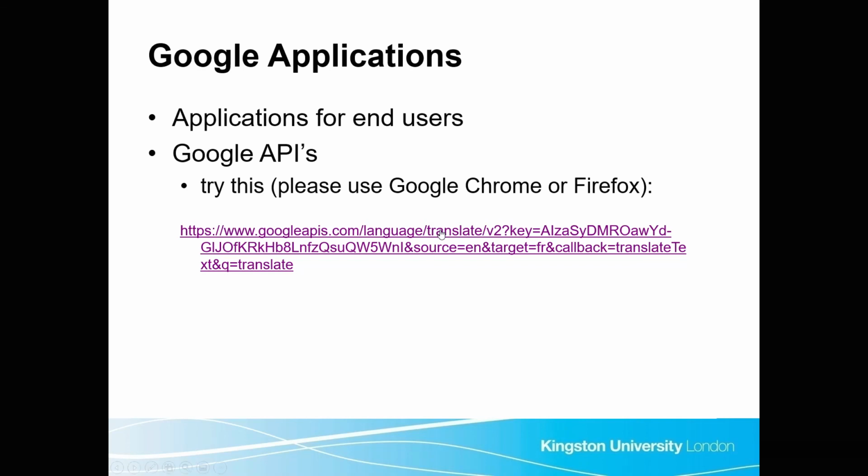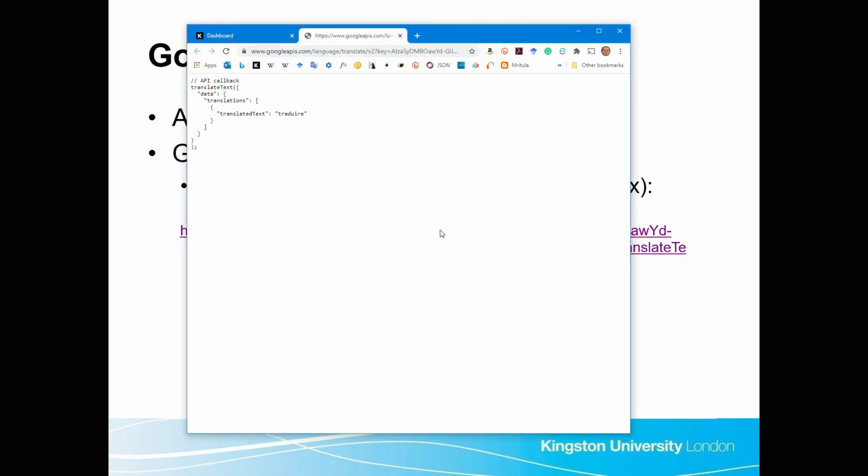So let's click on that and find out if it really does. As you can see, this is first of all JSON encoded, but JSON is reasonably easy for people to read. So we have the translated text with some data, and translations provided by the system contain the translated text traduire. This is French for translate.